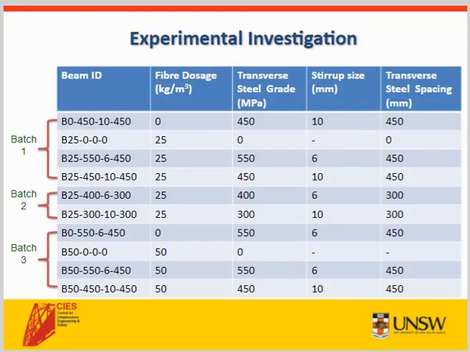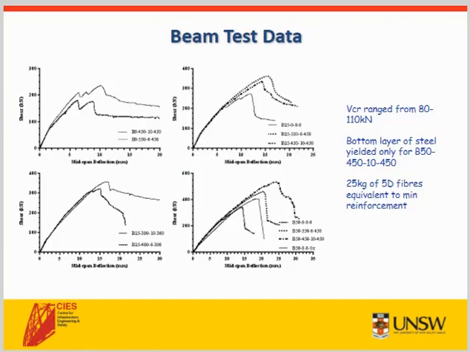In this slide we have all the details of each of the beams. The beams had varying amounts of fibres and transverse stirrup reinforcing steels, and we cast them over 3 different batches. Here are the test results of our beams. The cracking shear load ranged from 80 to 110 kilonewtons. The bottom layer of steel yielded slightly only for the most heavily reinforced concrete beam.